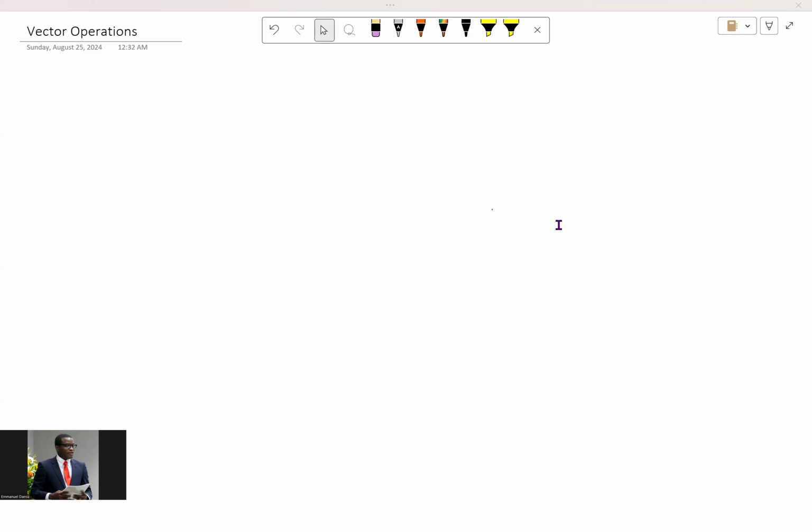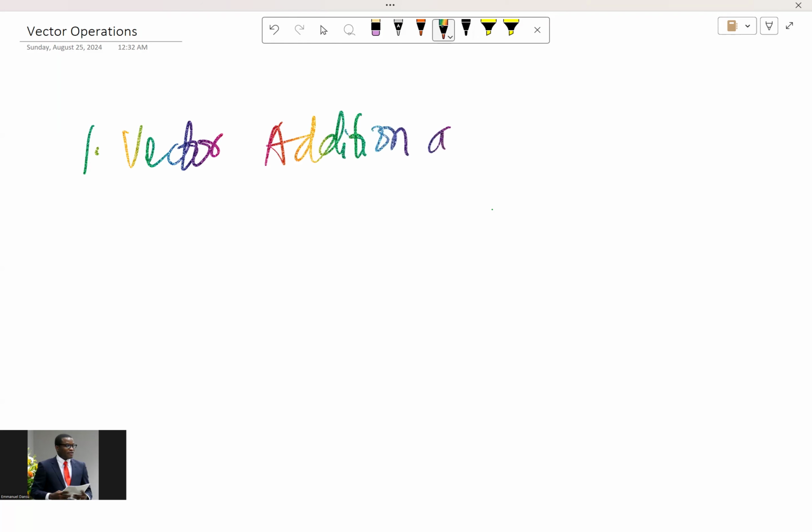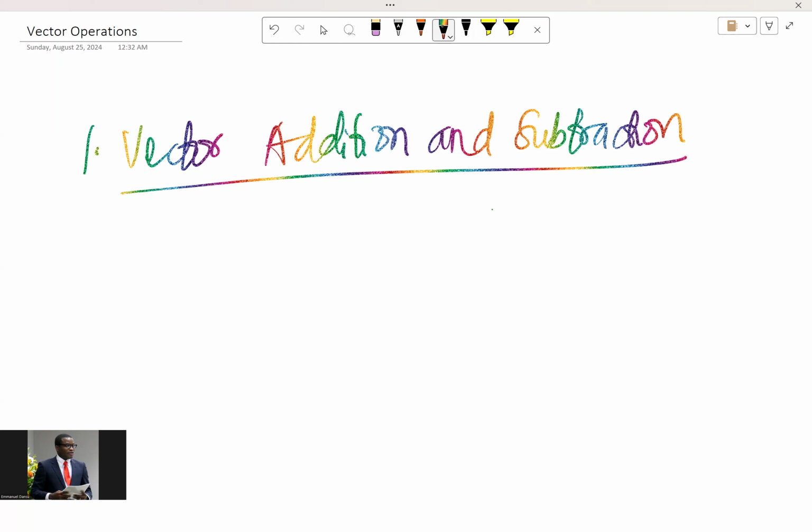This is the second video on vectors, and here we are looking at vector operations. Straight to the point, the first set of vector operations we'll be looking at will be vector addition and subtraction. They go together because it doesn't require any special thing. It's just straight to the point. So, vector addition and subtraction.